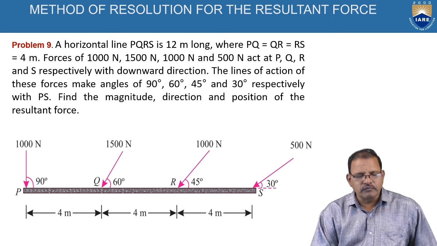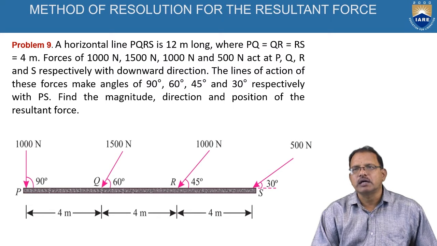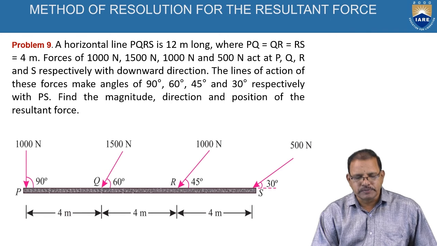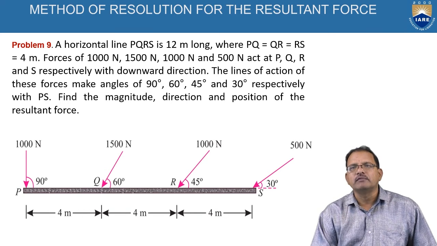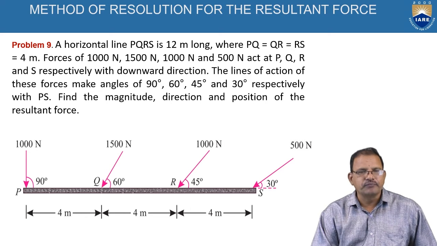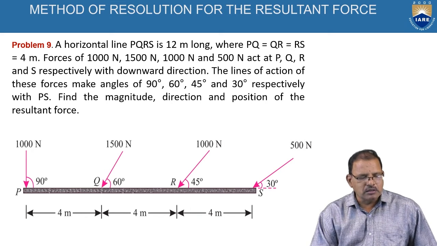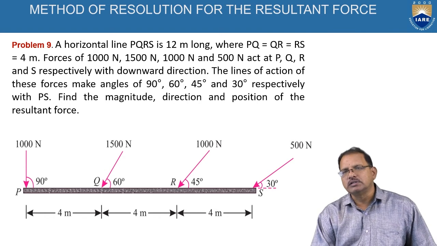The forces of 1000 newtons, 1500 newtons, 1000 newtons and 500 newtons act at P, Q, R and S respectively in the downward direction. The lines of action of these forces make angles of 90 degrees, 60 degrees, 45 degrees and 30 degrees respectively with PS. Find the magnitude, direction and position of the resultant force.